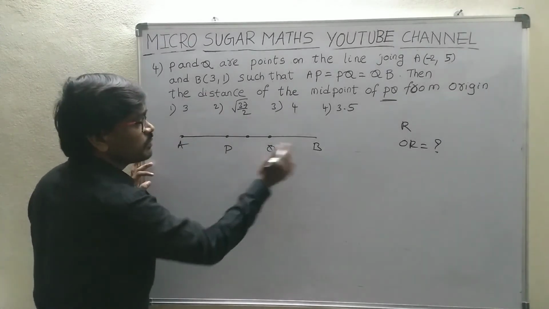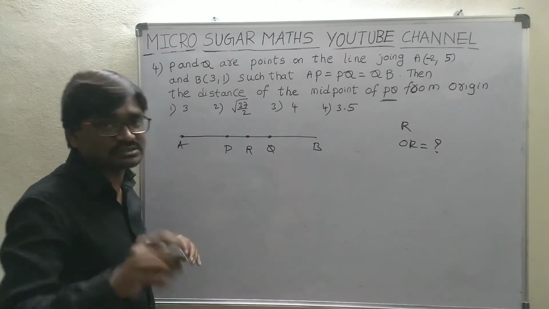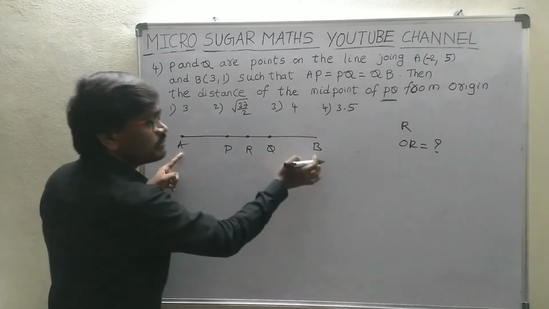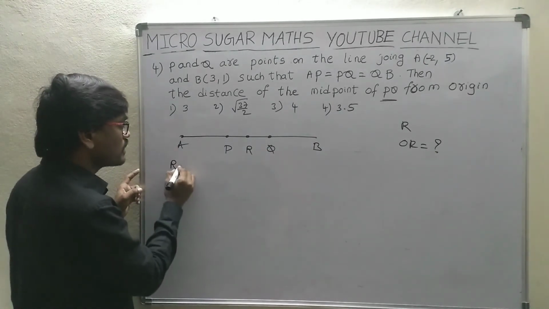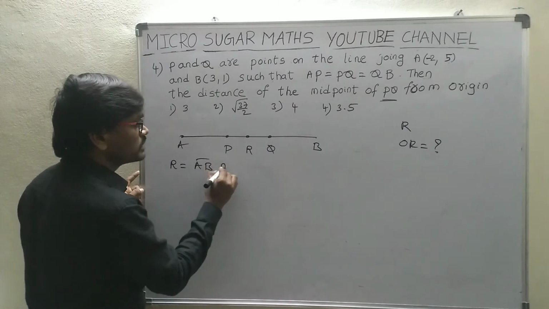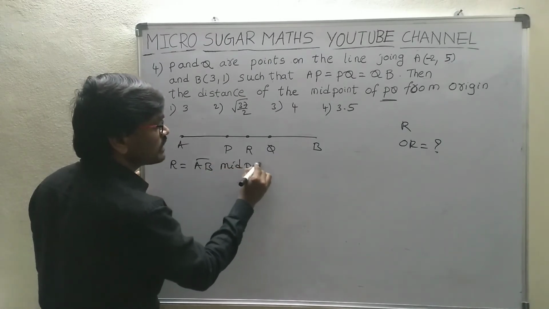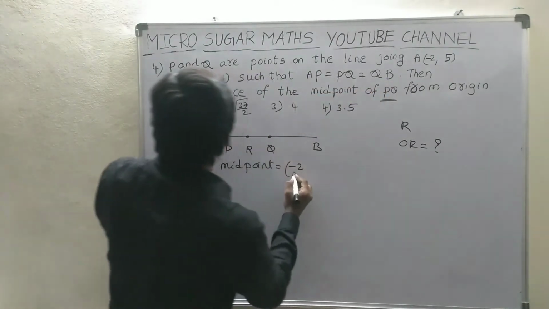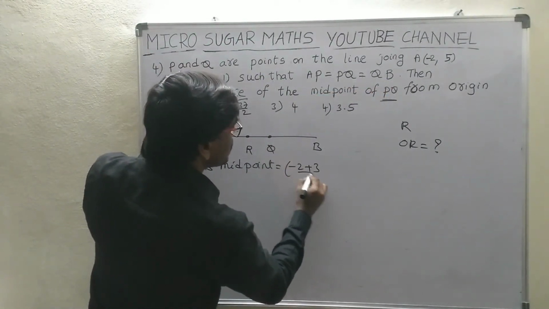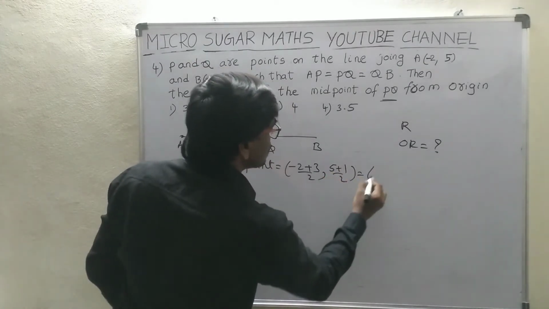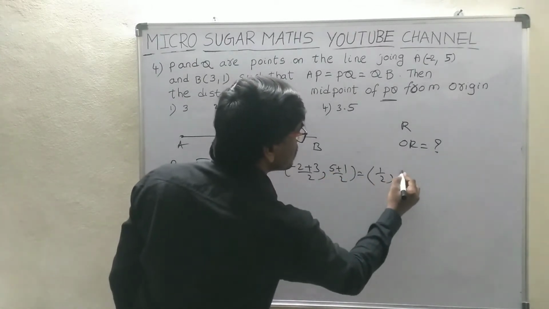Now students, when P and Q are points of trisection, then the midpoint of PQ and the midpoint of AB are both the same. The midpoint of PQ is also equal to the midpoint of AB. Therefore, our R is equal to the midpoint of line segment AB. Find out the AB midpoint, which is equal to (minus 2 plus 3) by 2, next (5 plus 1) by 2, which is (1 by 2, 3).